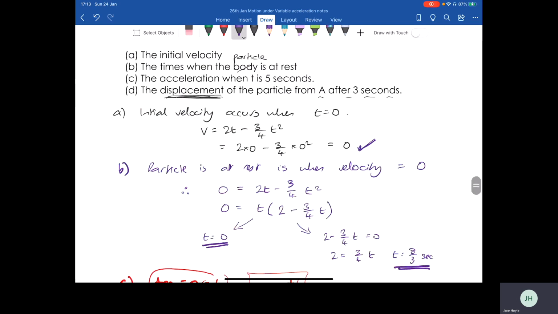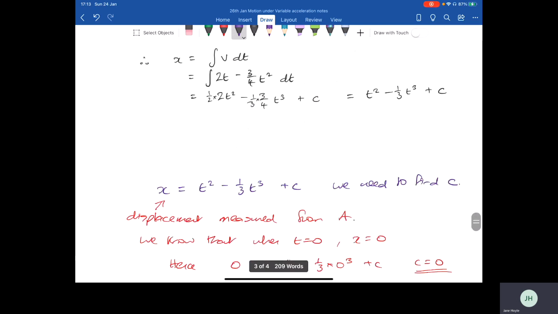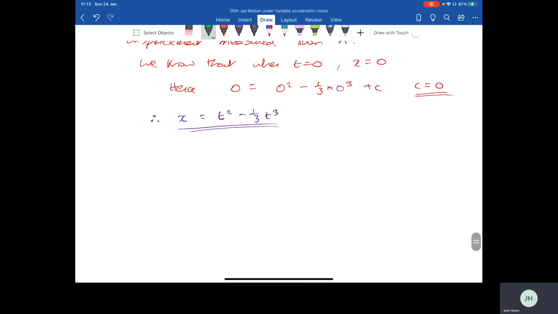And then we just had to find the displacement after 3 seconds. So I just substitute 3 in there. So when time is equal to 3, the displacement is equal to 3 squared minus a third times 3 cubed. And that's equal to 9 minus 9. And again, that is quite interesting, isn't it? That is quite interesting from my just made up in panic example.